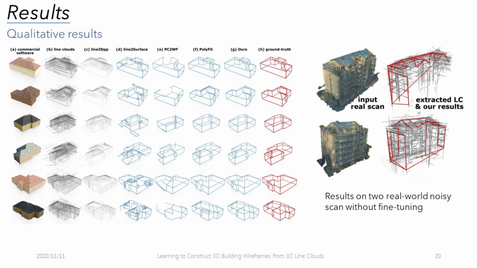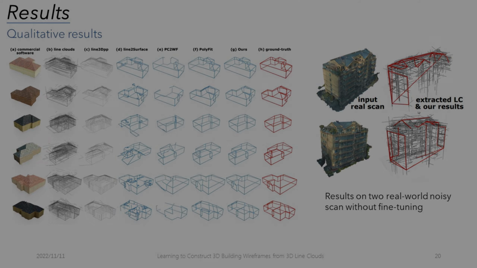We also show some qualitative results here. On the left side, there are some result comparisons with baseline methods on the building wireframe dataset. On the right side, there are 2 examples on real-world noisy scans without fine-tuning the network.